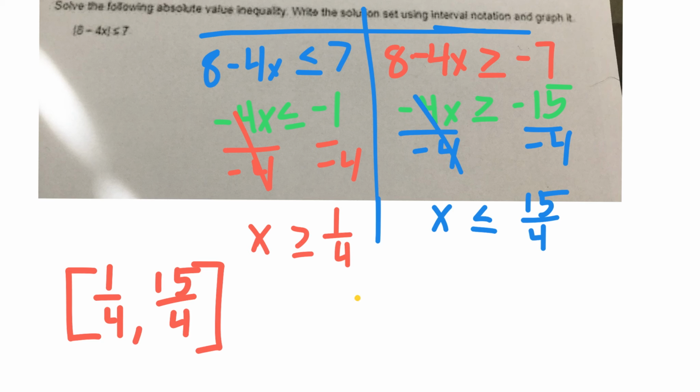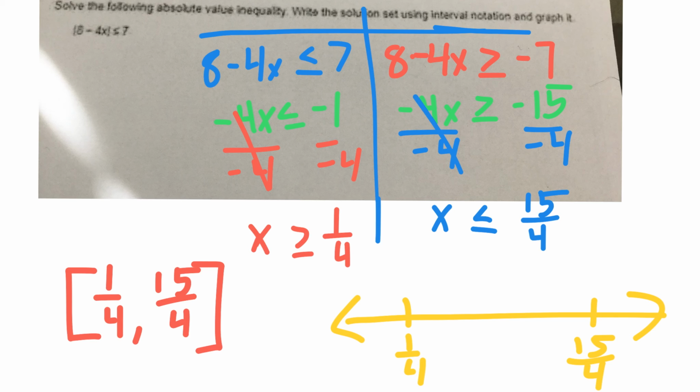And then if I had to graph that, my points of interest are at 1/4 and 15/4. Both of them are included, so I put braces and I'm shading everything between them.